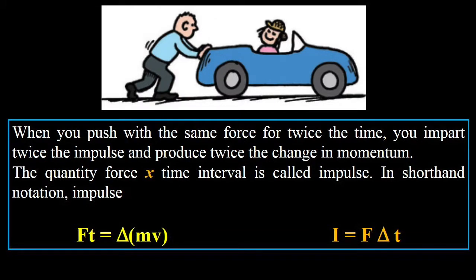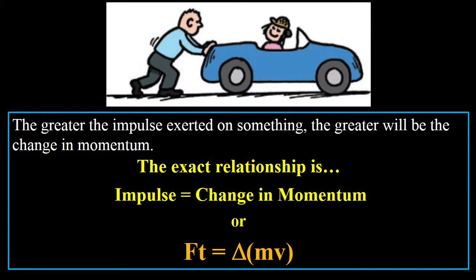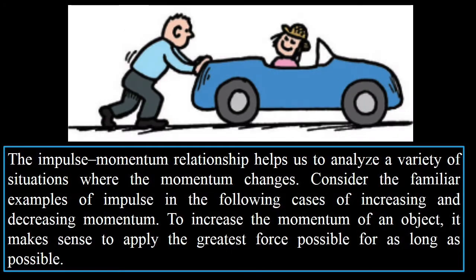When you push with the same force for twice the time, you impart twice the impulse and produce twice the change in momentum. The quantity force times time interval is called impulse. In shorthand notation, impulse, Ft equals delta mv. Ft, force times time, equals change in momentum. I equals F delta t. The greater the impulse exerted on something, the greater will be the change in momentum. The exact relationship, impulse equals change in momentum, or Ft equals change in momentum. Force times time equals change in momentum. Delta is change. The Greek capital letter delta is change. I could actually say F delta t, but either way.